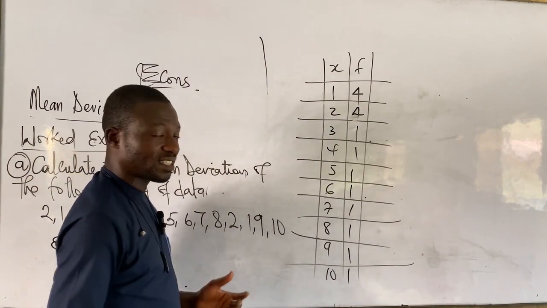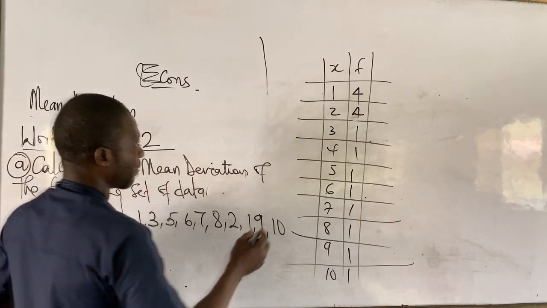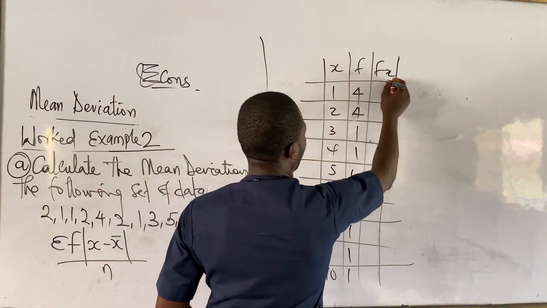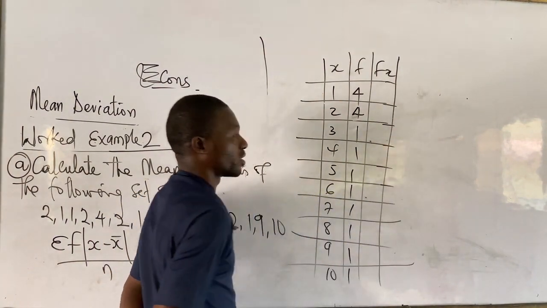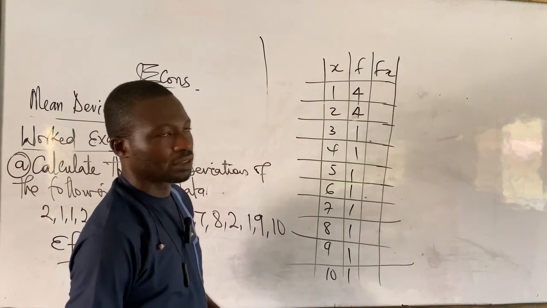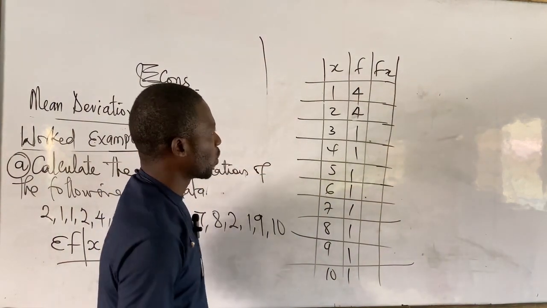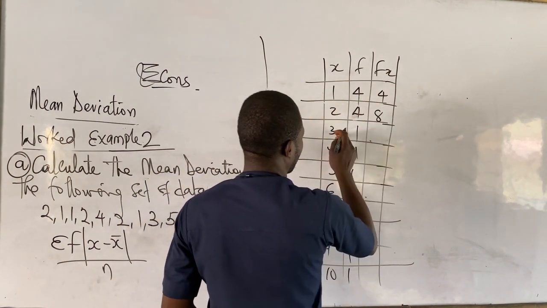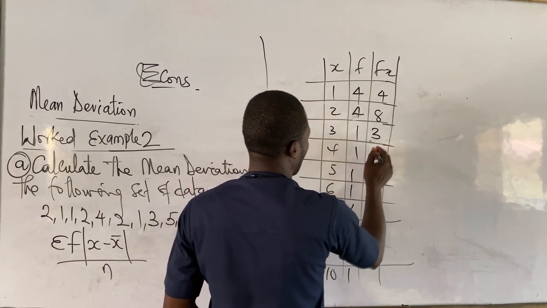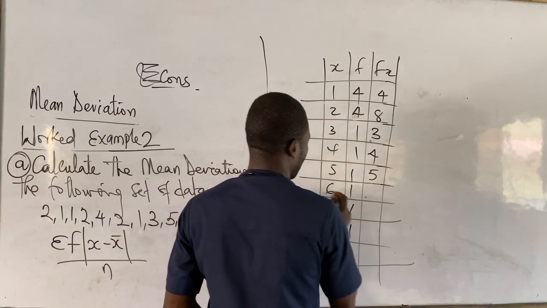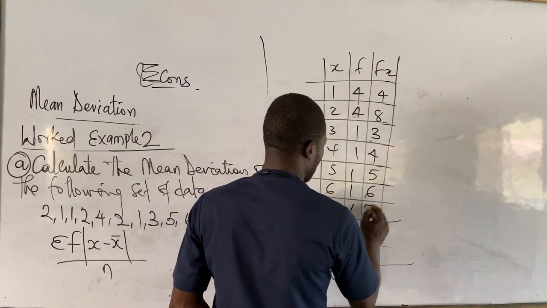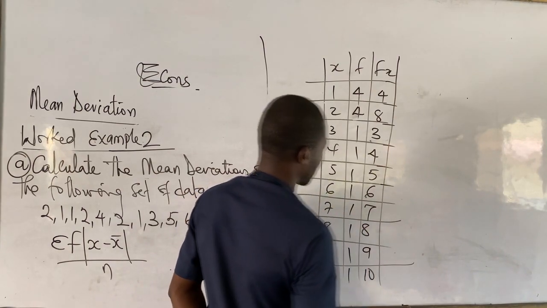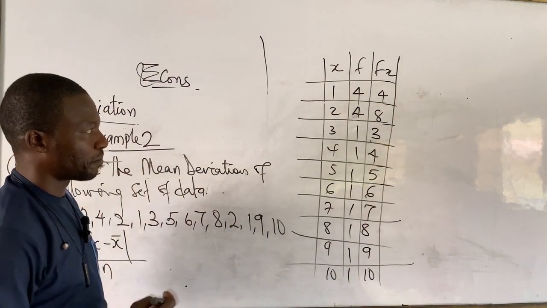So quickly, the next column to formulate is fx. We have to formulate another column. We call it fx. What is fx? fx is the multiplication of your value and your frequency. Quickly, let's multiply. 1 times 4 will give us 4. 2 times 4 will give us 8. 3 times 1 will give us 3. 4 times 1 will give us 4. 5 times 1 will give us 5. 6 times 1 will give us 6. 7 times 1 will give us 7. 8 times 1 will give us 8. 9 times 1 will give us 9. And 10 times 1 will give us what? 10. That is very simple.